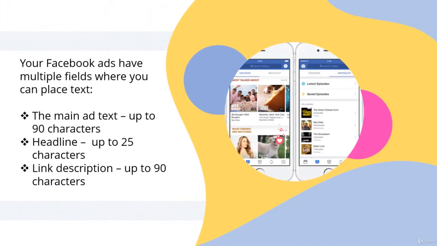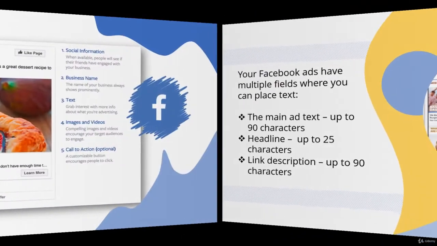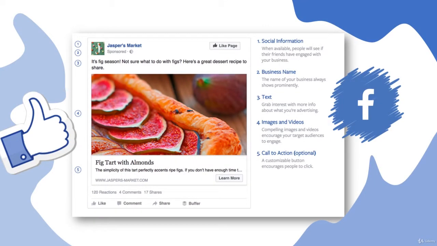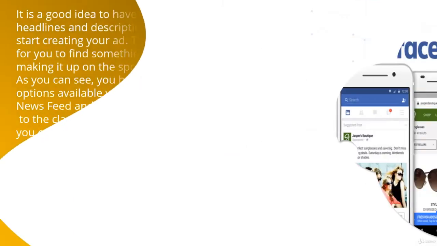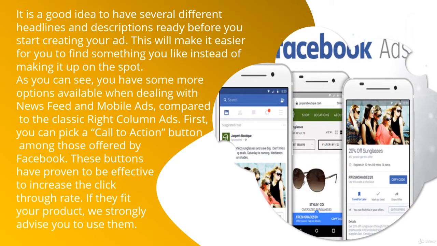Your Facebook ads have multiple fields where you can place text. The main ad text, up to 90 characters. Headline, up to 25 characters. Link description, up to 90 characters. It is a good idea to have several different headlines and descriptions ready before you start creating your ad. This will make it easier for you to find something you like instead of making it up on the spot.